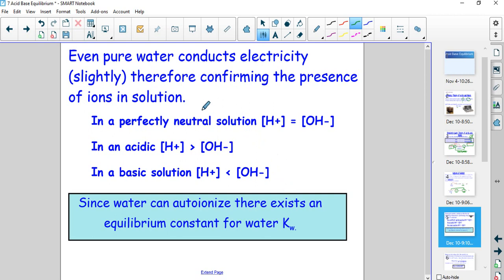Okay, bit of review here. In a perfectly neutral solution, we have concentration of hydrogen and hydroxide equal to the same. In an acidic one, well, you get the idea. More acid, more hydrogen ions. In a base, therefore, more hydroxide ions, right?